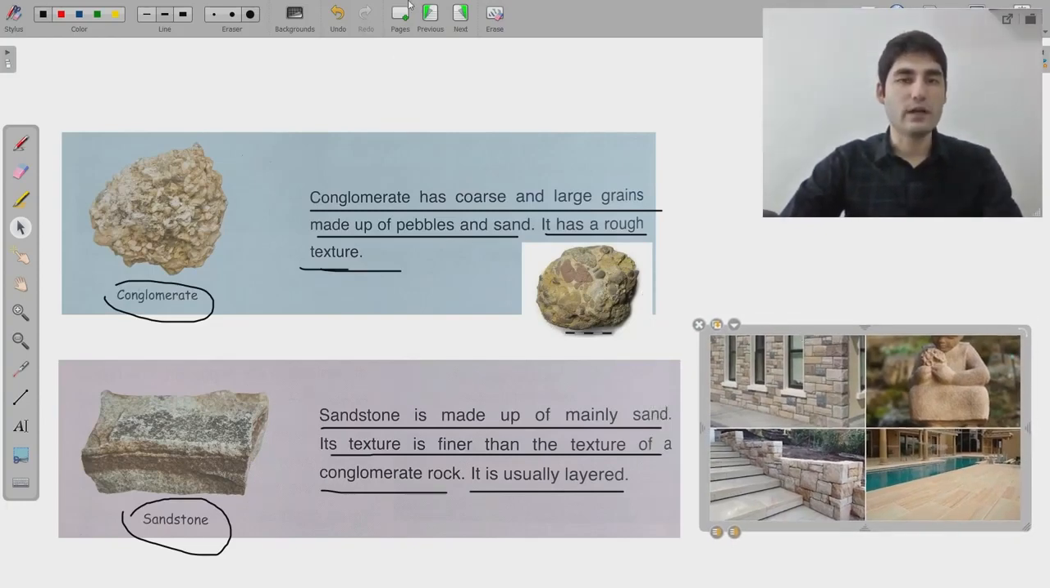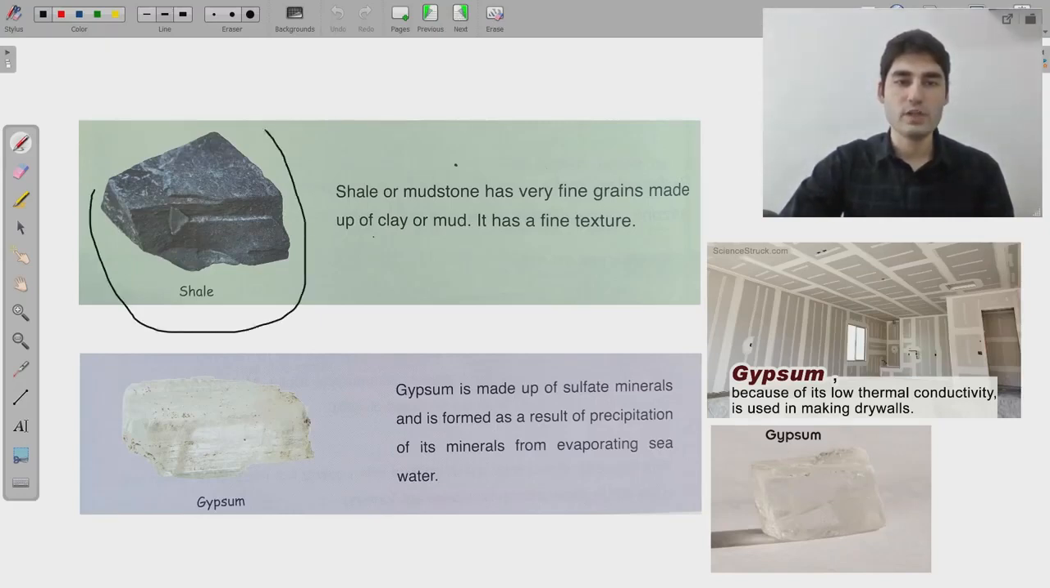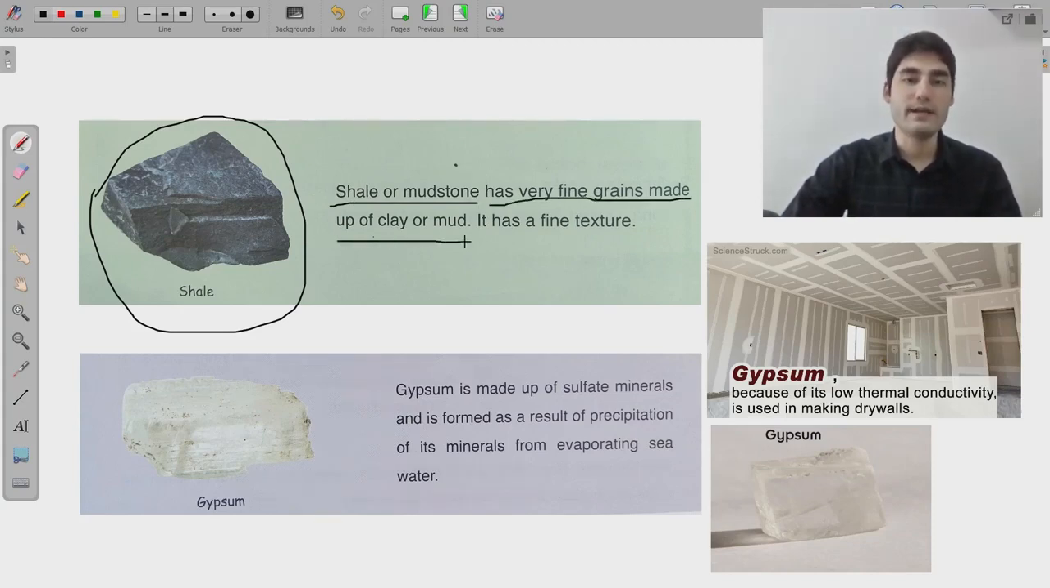Let's look at the next one. Another example of sedimentary rocks is shale. Another name for shale is mudstone. Mudstone or shale has very fine grains made up of clay or mud. It has a fine texture. Shale usually looks black, right?